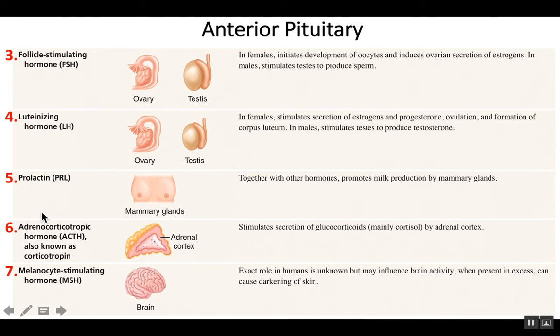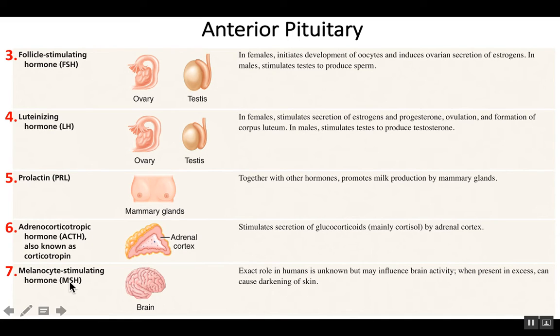The 6th hormone produced by the anterior pituitary gland is called adrenocorticotropic hormone, or ACTH. The name tells you its target. Its target is the adrenal cortex, which is the outer layer of an adrenal gland. So this is an adrenal gland that sits on top of the kidneys. This hormone, ACTH, stimulates that adrenal cortex to produce a set of hormones called glucocorticoids. The number 1 glucocorticoid is known as cortisol. Cortisol is a stress hormone, which we will talk about later on.